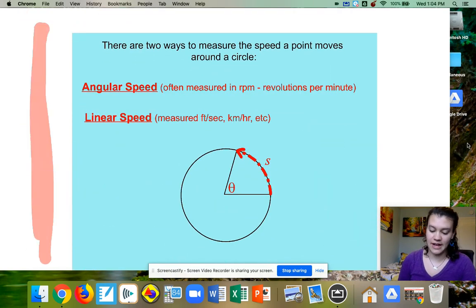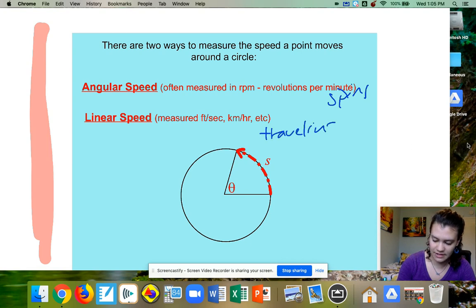So that brings us here to angular versus linear speed. Angular speed is the speed of revolutions per minute, so how many times you're spinning around the circle. So this would be your spins. And linear speed is how fast you are actually going, like meters per second, kilometers per hour, that kind of thing. So this is your standard speed or your traveling distance from the last example.